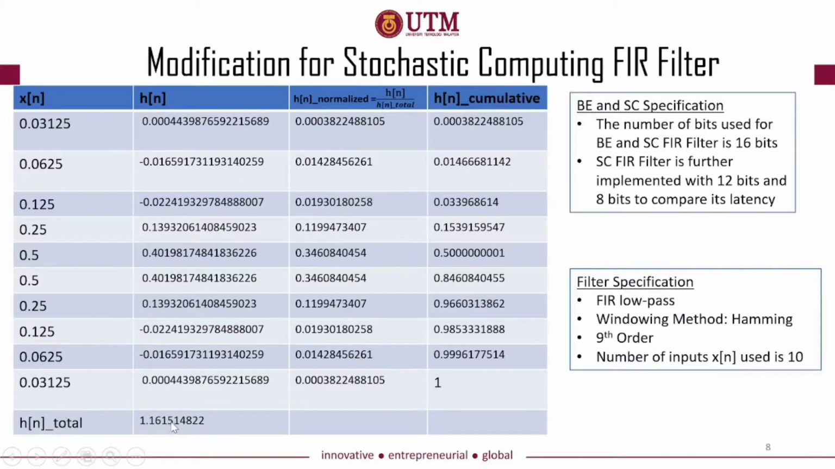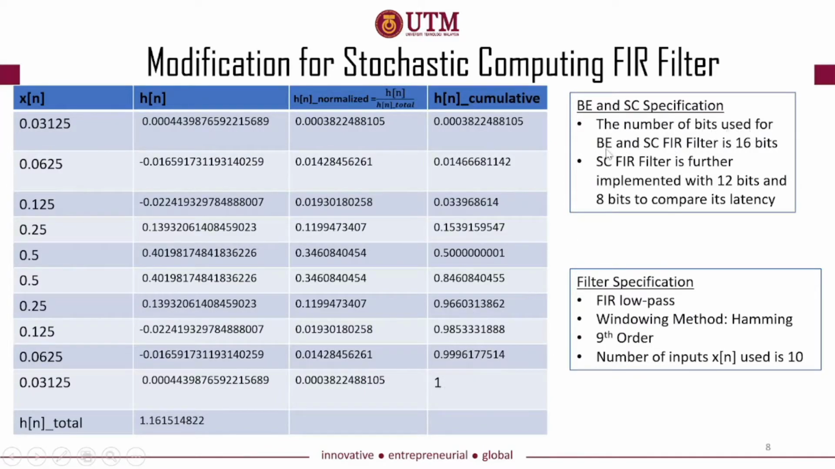Next, this is the table that is tabulated for the X input and the coefficients. Firstly, the total of the coefficients is added up, which is 1.161514822. And then there are modifications needed for the stochastic computing FIR filter coefficients. Each of the coefficients is divided by the total of the coefficients. After dividing, the cumulative form of the coefficients has to be made, which is this one plus this one, and this one plus this one, and so on, until it is 1, which means this is the normalized and cumulative form.